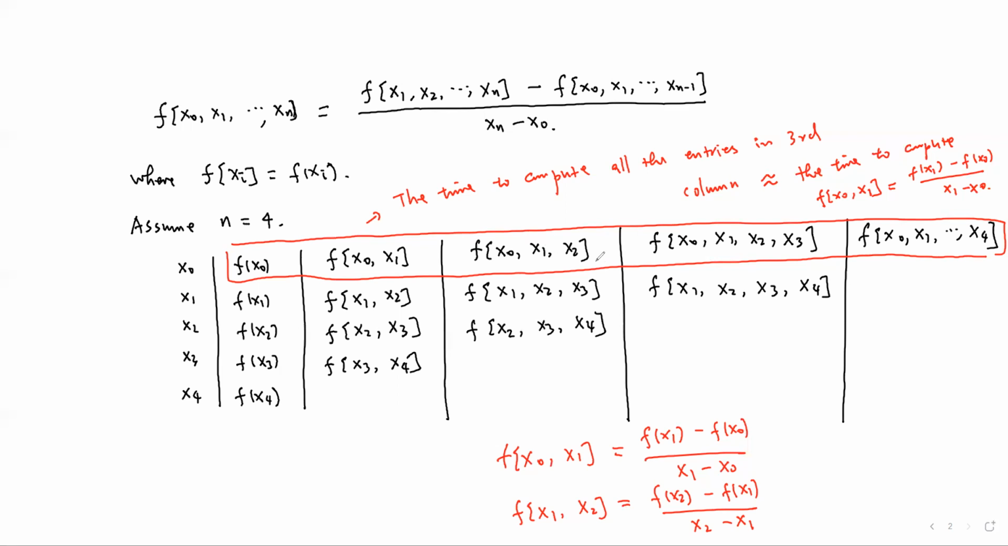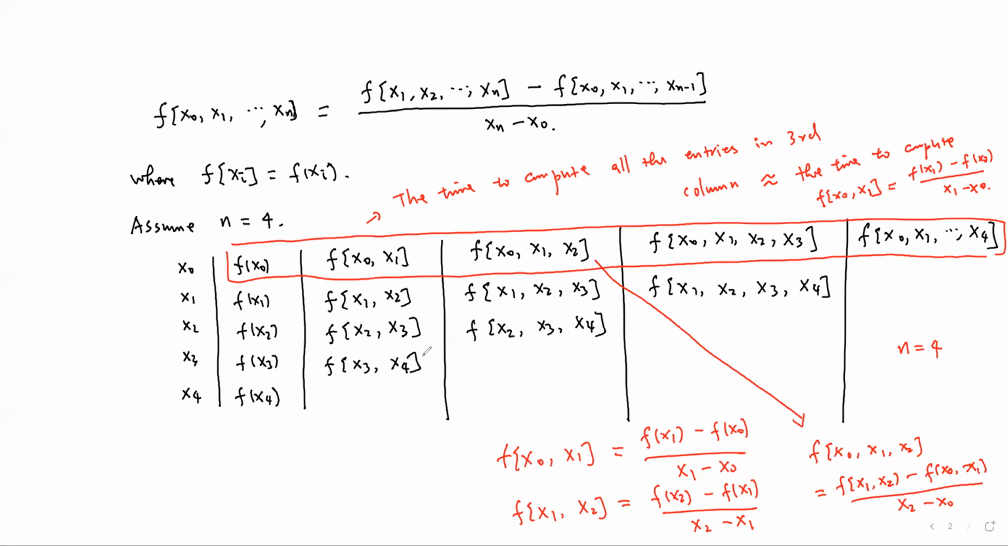For this divided difference, the formula is f[x1, x2] minus f[x0, x1], then over x2 minus x0, also one division. So to complete this table, actually, look at the first row. We just need the time to compute 4 divisions.